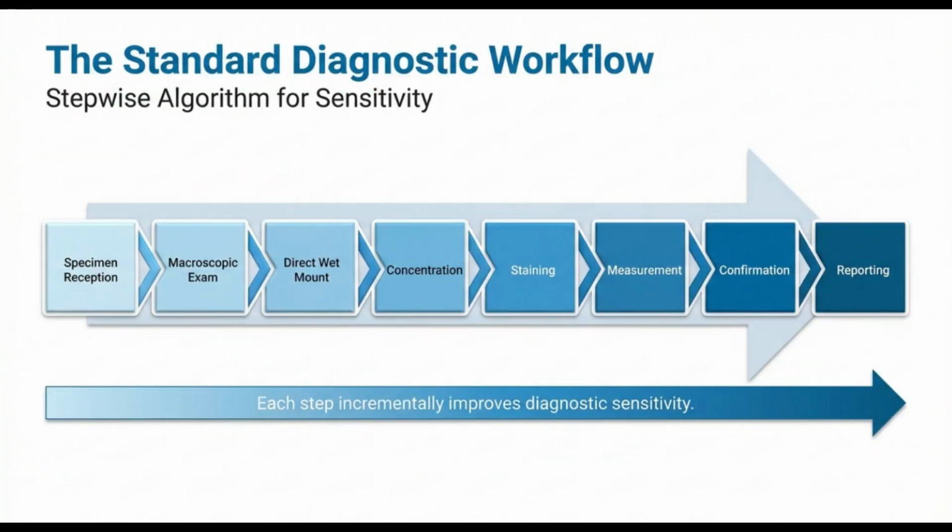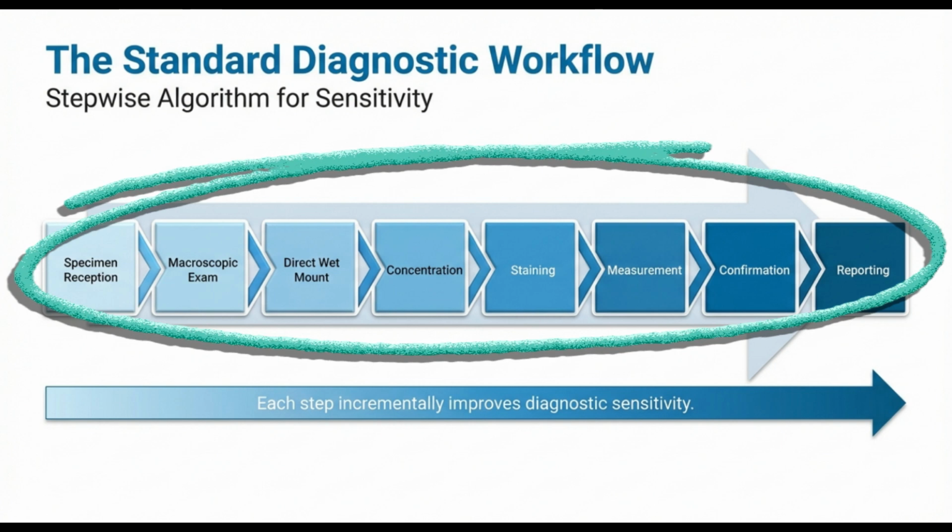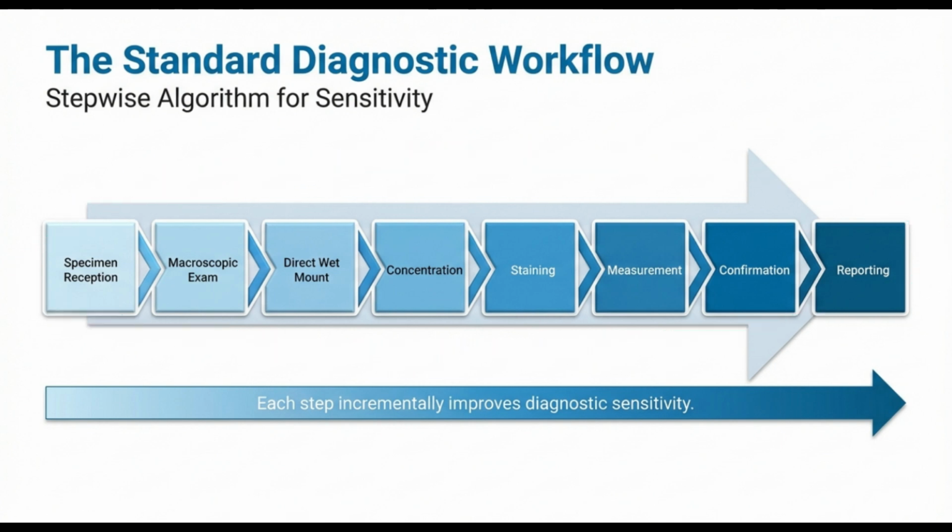Here it is, the whole workflow laid out. It's a carefully designed algorithm to increase our sensitivity at every single stage. It all kicks off with specimen reception, followed by a macroscopic exam. From there, we prepare a direct wet mount. Then, we might use concentration techniques, apply a stain to make things clearer, take precise measurements for confirmation, and finally issue the report.